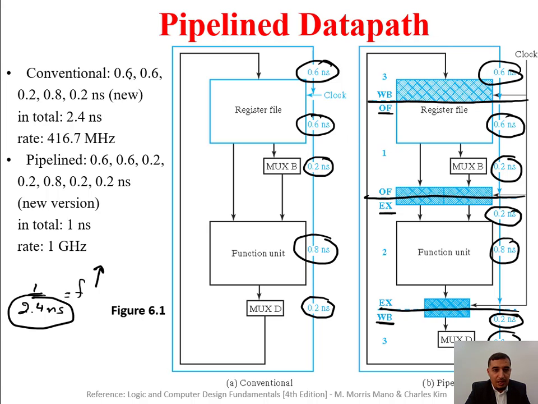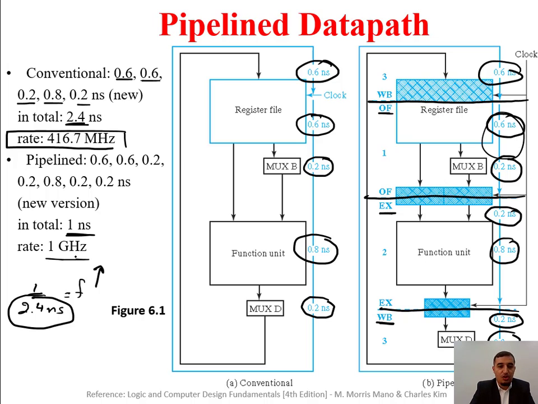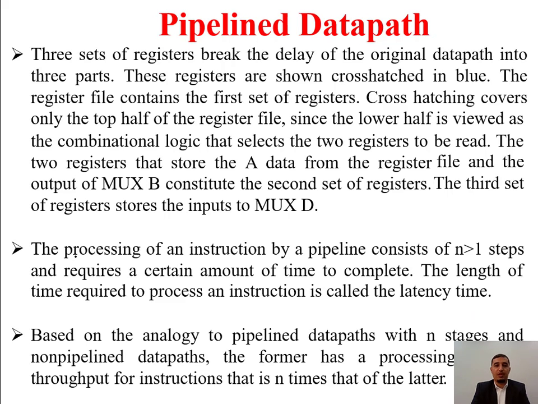So you can see here that we have 0.6 plus 0.6 plus 0.2 plus 0.8 plus 0.2, which is equal to 2.4 nanoseconds, which in turn gives us a frequency of 416.7 megahertz. Whereas for the pipeline, the maximum time you saw here is 0.8, and here is 1, here and here is 1. So the maximum delay is 1 nanosecond. 1 over 1 nanosecond is 1 gigahertz. So we find that it's quite a good improvement compared to that.